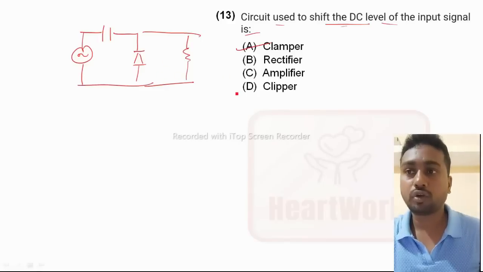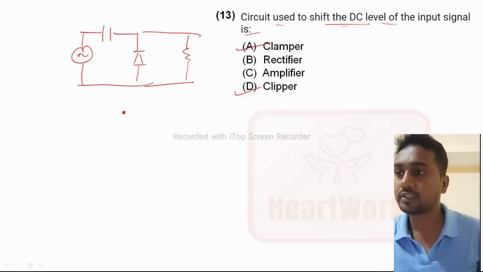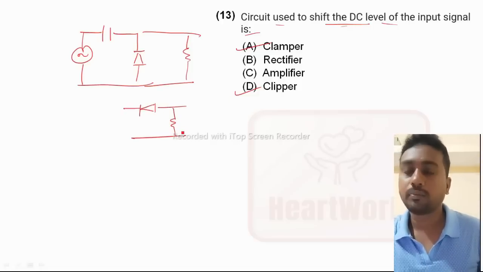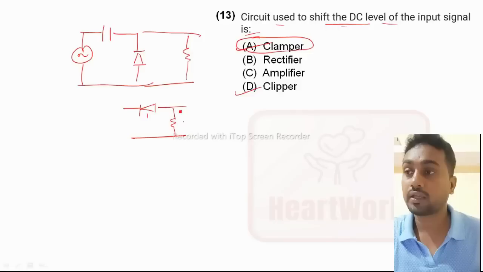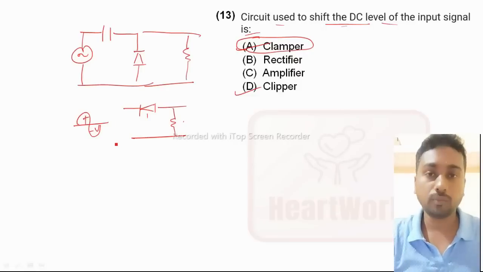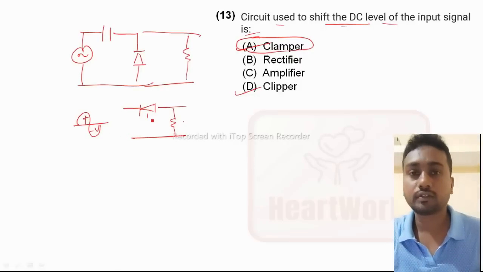Same if we talk about clipper circuit, then clipper circuit consists of one diode and resistor. This is the answer, option A. One diode and resistor, this is clipper circuit. Clipper circuit is used to clip either the positive cycle or the negative cycle. And this is also two types, positive clipper and negative clipper.